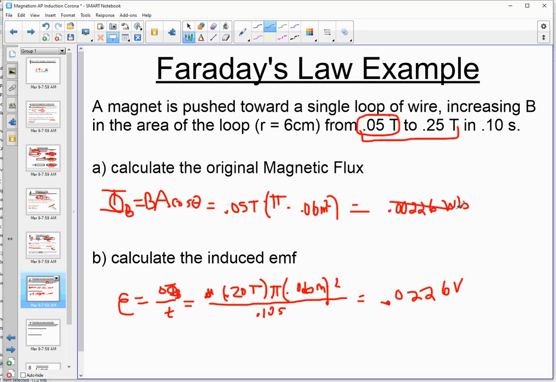Actually, that number shouldn't be the same. I miscalculated that. I had it written down and I wrote the wrong number. We're going to get 5.65 times 10 to the negative 4 Webers. That's a 4 right here. 0.05 Tesla times pi times r squared. 5.65 times 10 to the negative 4 Webers. And then this is the answer to the induced EMF.